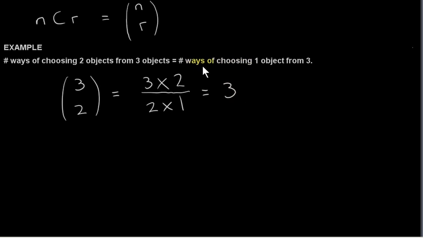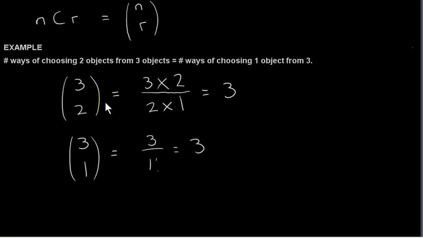Now let's write out the number of ways of choosing 1 object from 3. Well, that's 3C1. We covered this earlier as well. We take any number, choose 1, we just get that number. We basically get 3 over 1 factorial, which is 3. We just get this number.